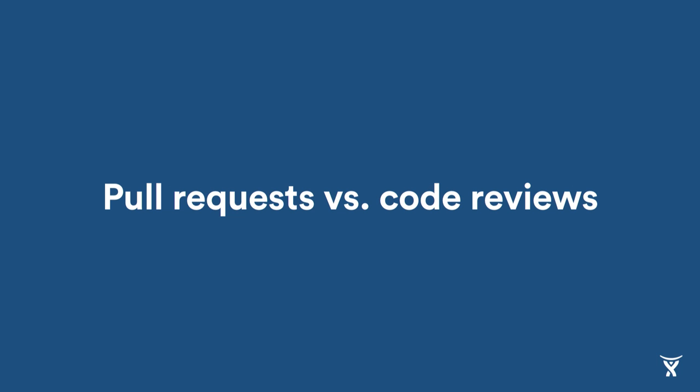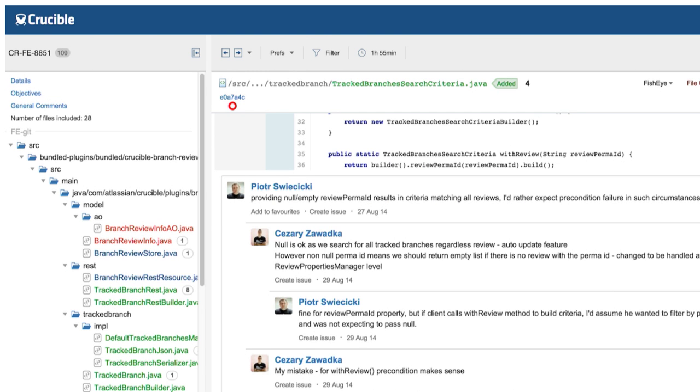First, I want to briefly describe the difference between pull requests and code reviews for those of you who might not use Git or are unfamiliar with pull requests. This is a screenshot of a code review in Crucible. And as you can see, there's a diff of your changes, and you can also write inline comments.